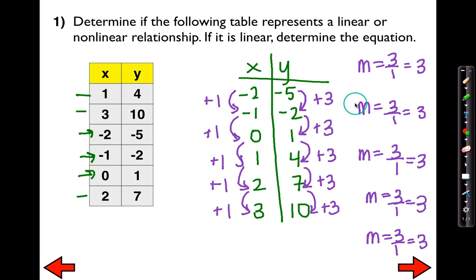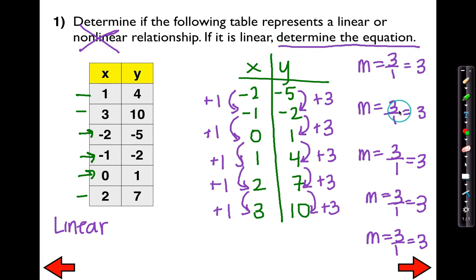Guess what? All of these ordered pairs were moving at a constant rate of change. If it's moving at a constant rate of change, that means your line is a straight line. It is linear. I can go ahead and answer the fact that it is linear. But according to the instructions, because it's linear, they're going to ask me to determine the equation.